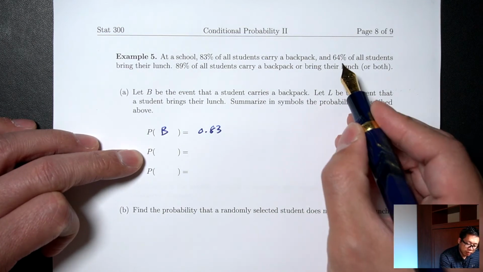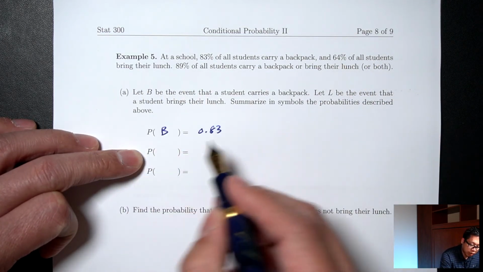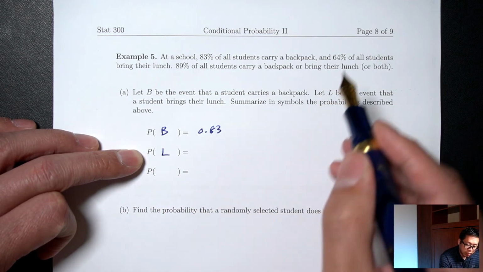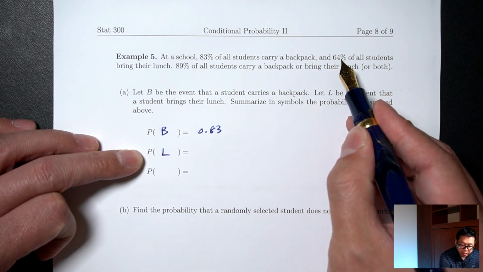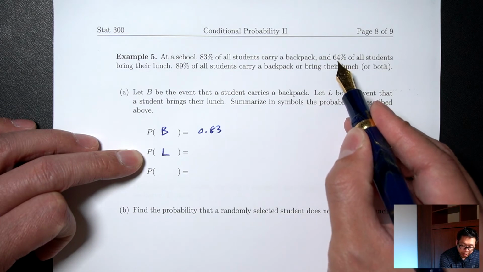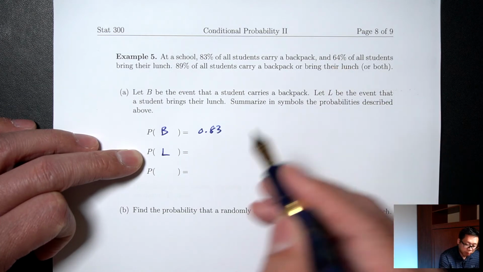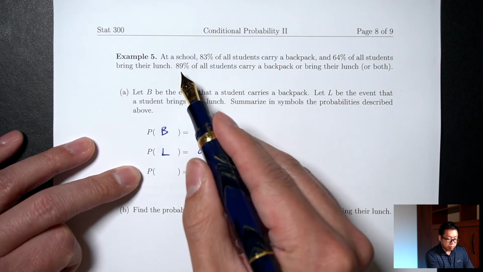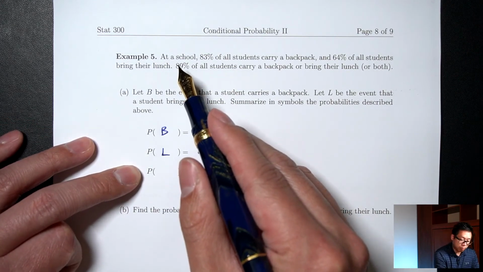Next one, 64% of all students bring their lunch. Lunch was L. Probability of getting someone who brings their lunch is 64%. As a decimal, move the decimal point 2 to the left, 0.64. Then the last probability is 89%. As a decimal would be 0.89.